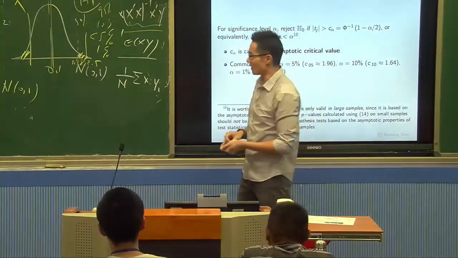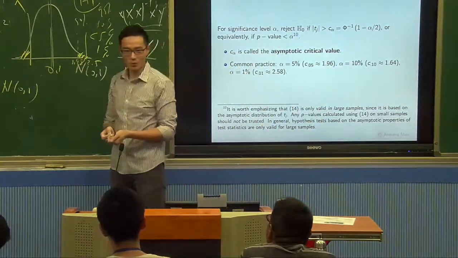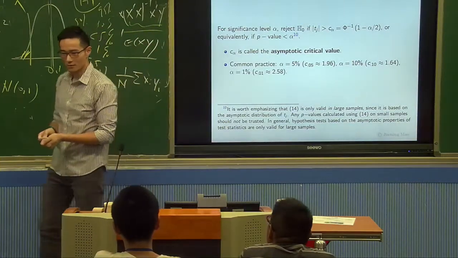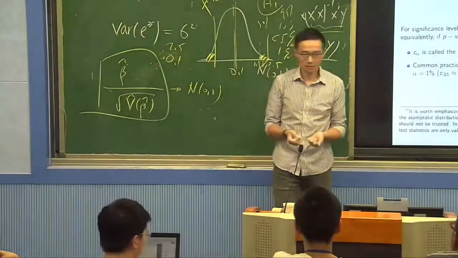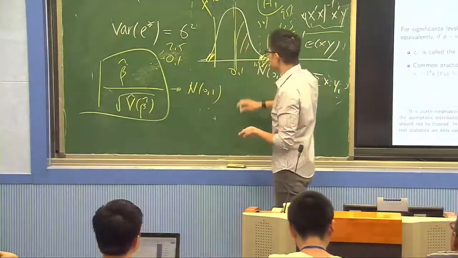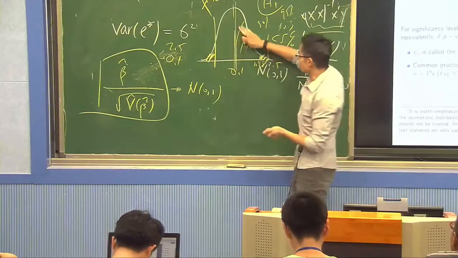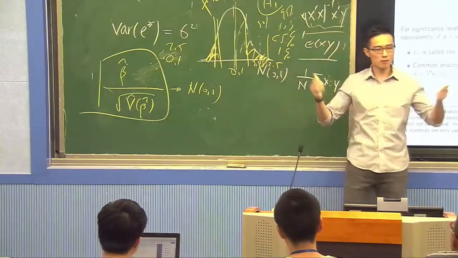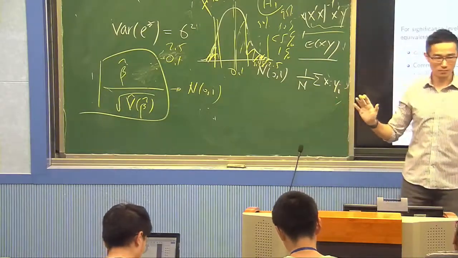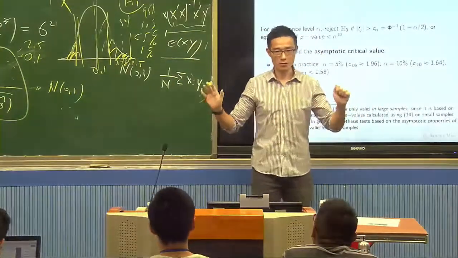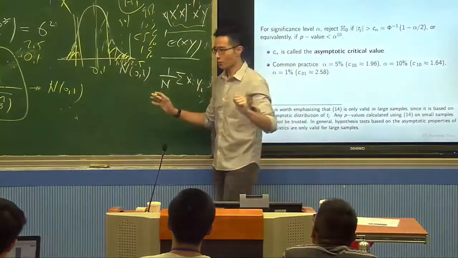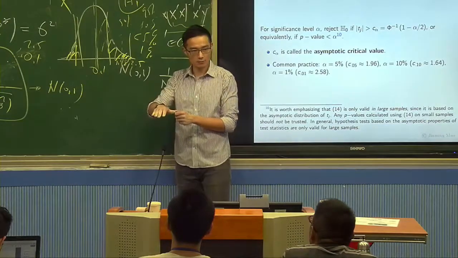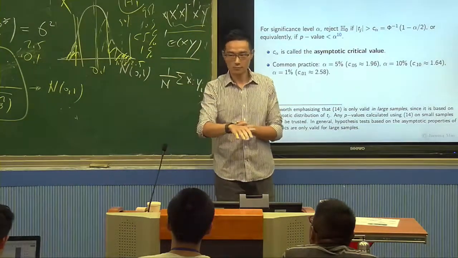Can I choose 95%? In which case, I almost always reject, right? Can I choose 50%? Why not 50%? As long as it's more extreme than 50%, these two areas added together, I'm going to claim that H0 is false and accept H1. In other words, the question is very simple. Why do we make the threshold so small? Why?